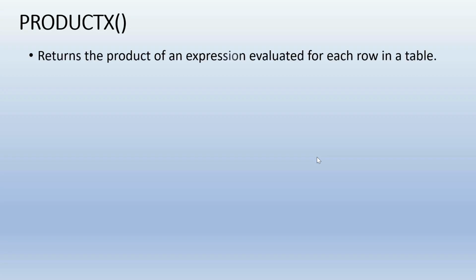The next text function we have is the PRODUCTX function. The PRODUCTX function returns the product of an expression evaluated for each row in a table. That means it returns the product, a decimal number, right? First of all, it evaluates for each row in a table. That means it's an iterator function that works row-wise. It will evaluate the expression on the basis of each row.